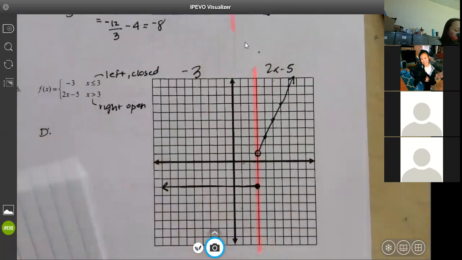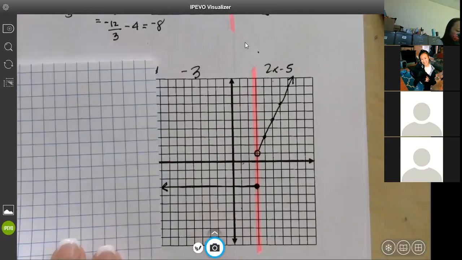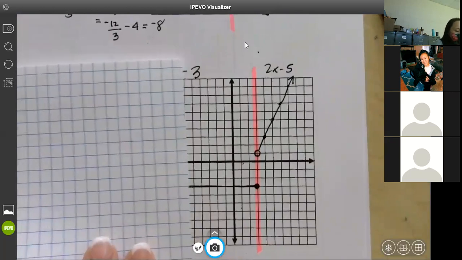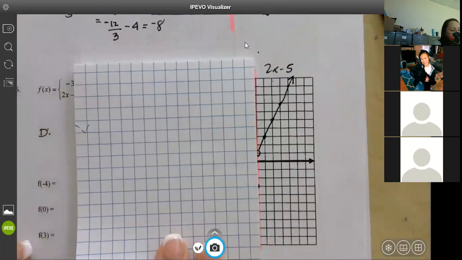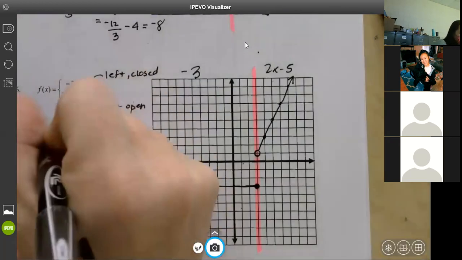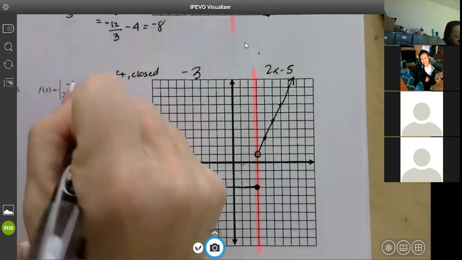For domain, we start on the left. We see that it's an arrow, so negative infinity. As we move, we see an open circle, but there's a closed one touching it, so we just keep going and ignore it all the way to positive. So negative to positive infinity.